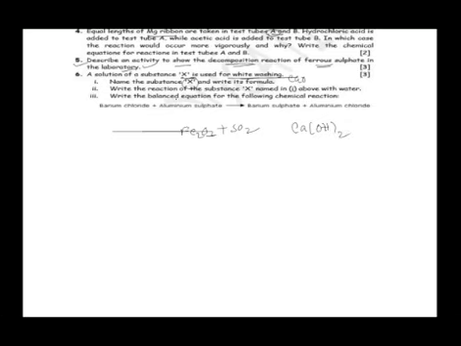Another question: write the balanced chemical equation for barium chloride, BaCl2, and aluminium sulfate, Al2(SO4)3, which gives barium sulfate, BaSO4, and aluminium chloride, AlCl3. To balance the equation, I will multiply by 3 here and 2 here. Now it is balanced.